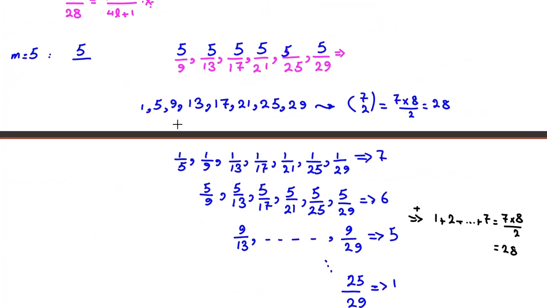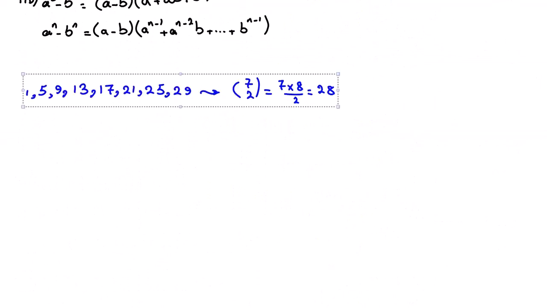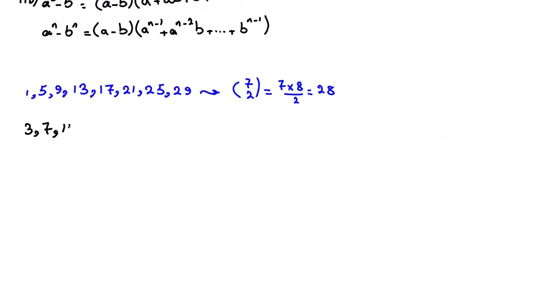Okay, so let me copy. Okay. For 3, you can say 3, 7, 11, 15, 19, 23, 27. So it will be 1, 2, 3, 4, 5, 6, 7. Let me check. Oh, sorry. Here we should say 8 choose 2. Okay, 8 choose 2, which is 7 times 8.